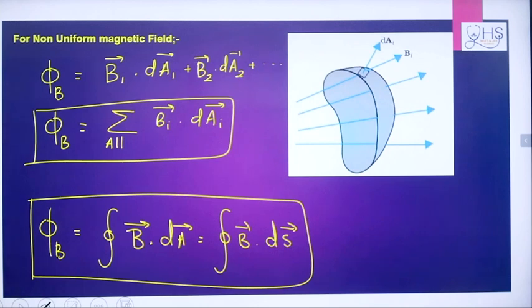And what is the SI unit of magnetic flux? What is the CGS unit of magnetic flux, and what is the relation between them? Now we can move to some questions.